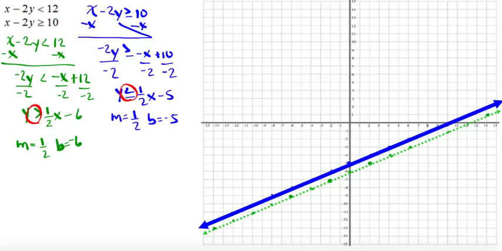Okay, to figure out which way I shade, I go back to the green line and I plug in the point 0, 0. So I'm either shading above the green line or below the green line. So I have 0 is greater than 1/2 times 0 minus 6. So I have 0 is greater than negative 6, and 0 is greater than negative 6, so I have to shade everything above the green line.